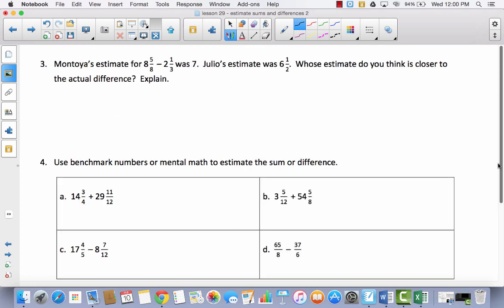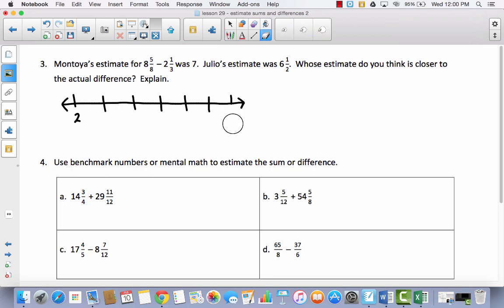All right, Montoya's estimate for 8 and 5/8 minus 2 and 1/3 was 7. Julio's estimate was 6 and a half. Whose estimate do you think is closer to the actual difference? Well, we're going to have to see what we estimate this to be first of all. So let's go ahead and draw our number line. And we are starting with 2 and we're going to 9. So our numbers are going to have to be pretty close together. So I've got 3, 4, 5, 6, 7. Not going to work. I'm going to have to make it longer.